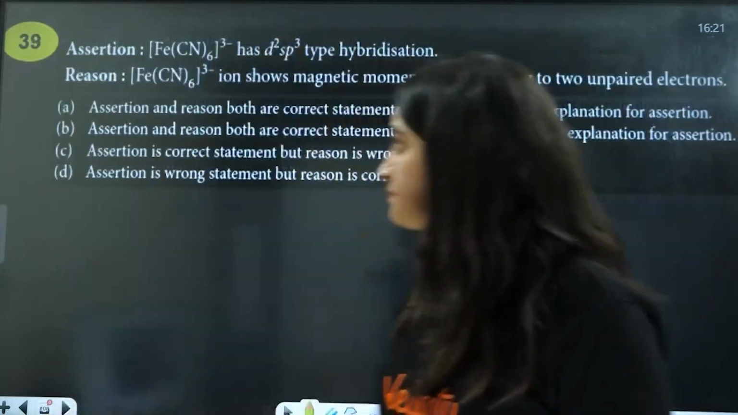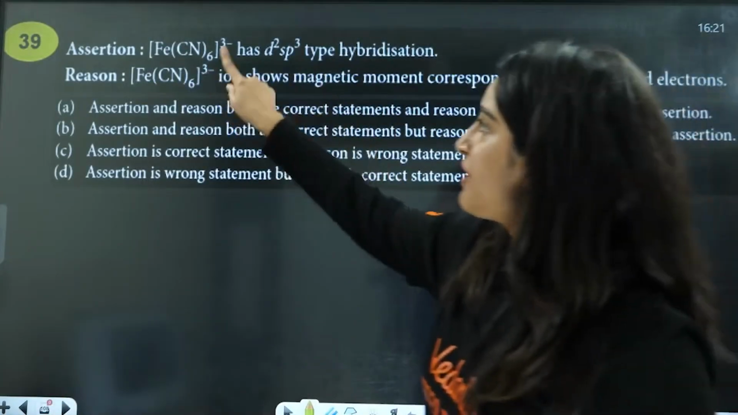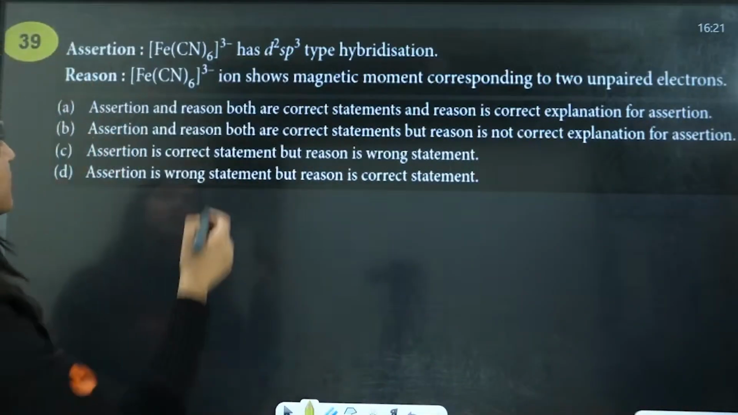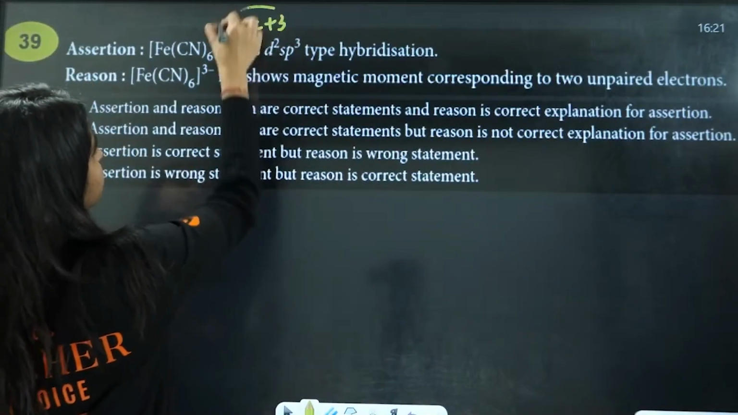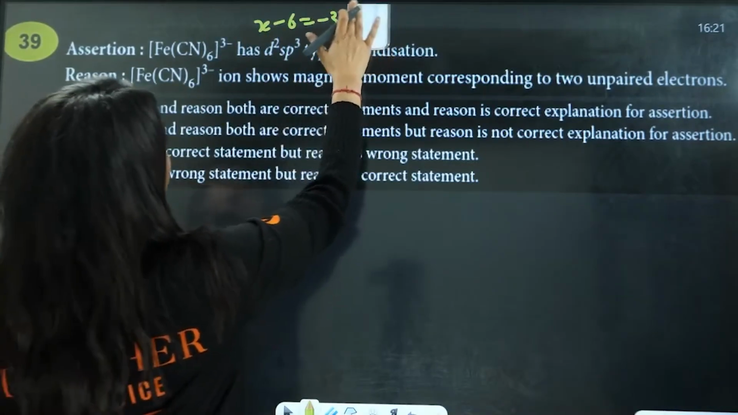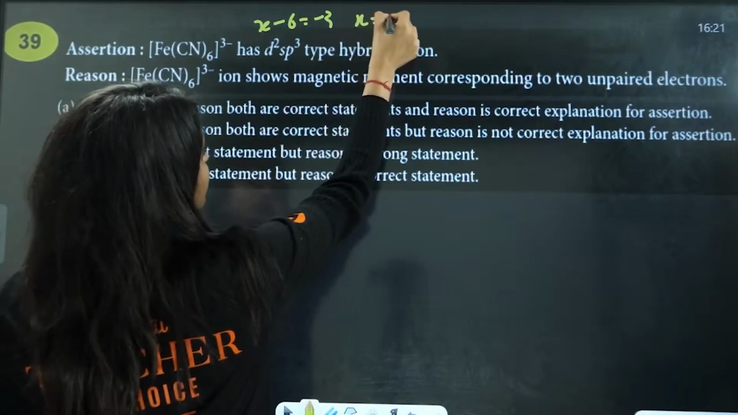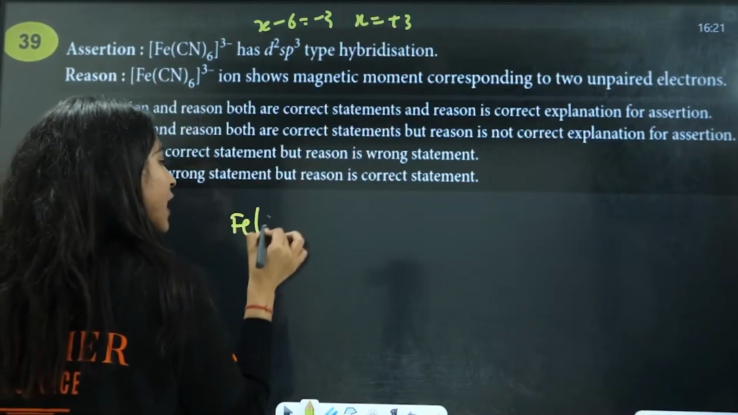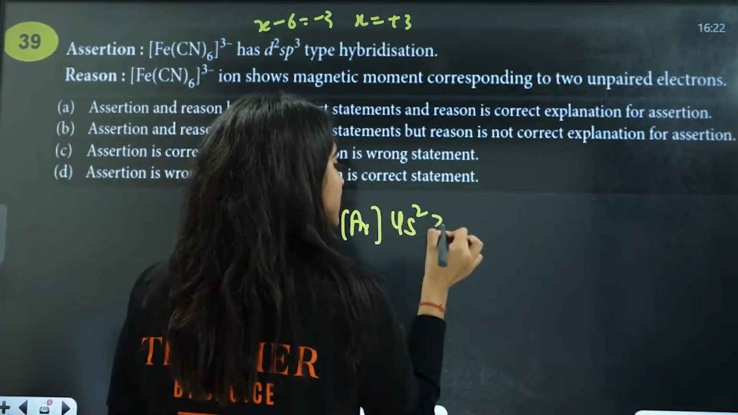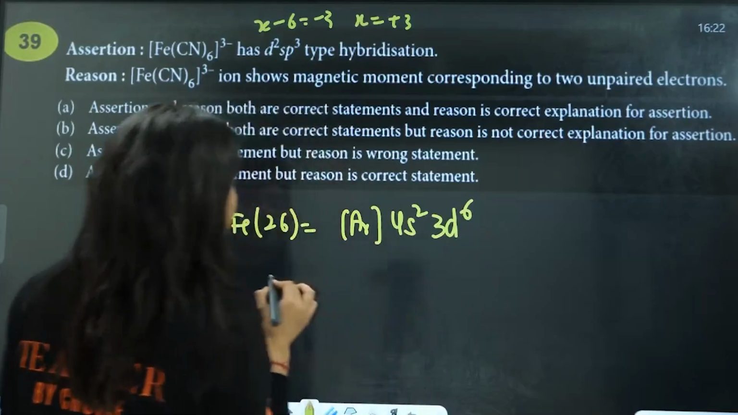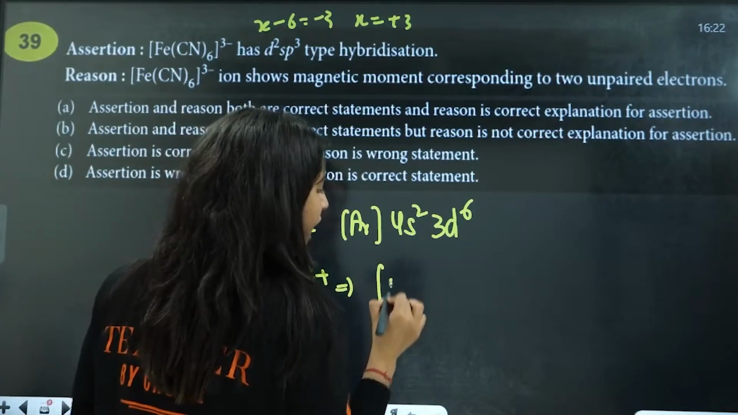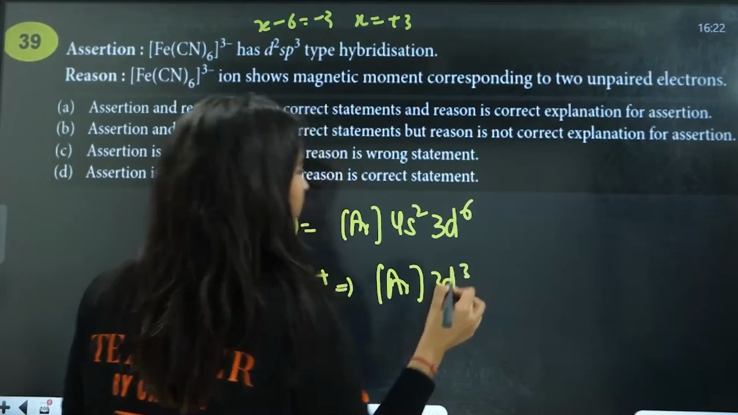Next we have [Fe(CN)6] with a 3 minus charge. What is the hybridization here? Everyone, what is the hybridization? Here x is plus 3, since x minus 6 is equal to minus 3. So iron, atomic number 26, is in the plus 3 state. Iron is argon 3d6 4s2, and with Fe3+ it is going to be argon 3d5.